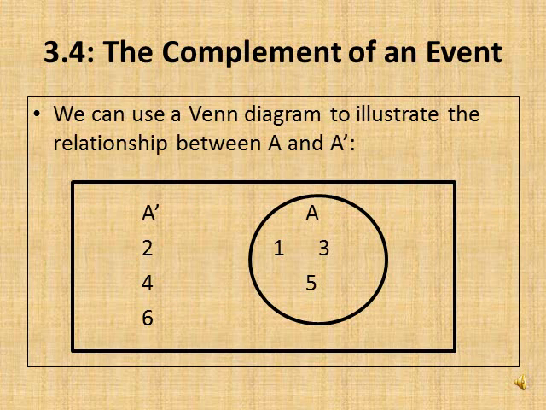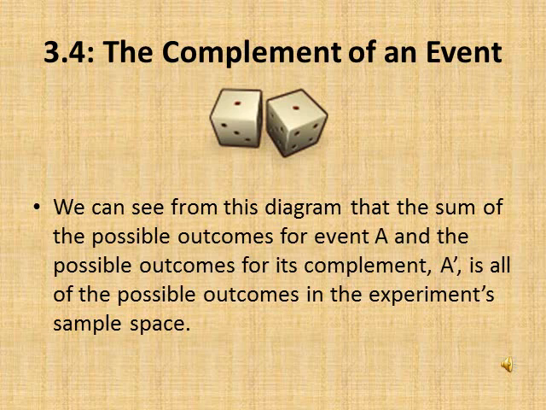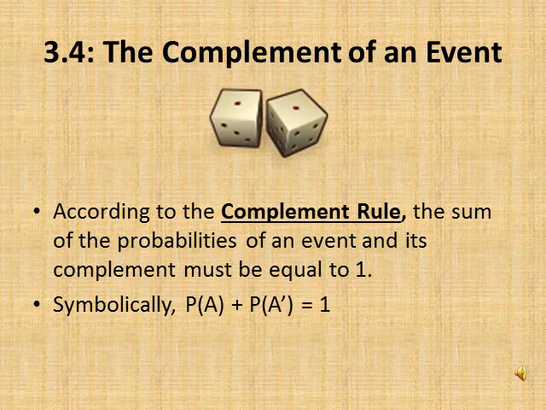We can use a Venn diagram to illustrate the relationship between A and A prime. We can see from this diagram that the sum of the possible outcomes for event A and the possible outcomes for its complement A prime is all of the possible outcomes in the experiment's sample space. According to the complement rule, the sum of the probabilities of an event and its complement must be equal to 1. Symbolically, P of A plus P of A prime is equal to 1.